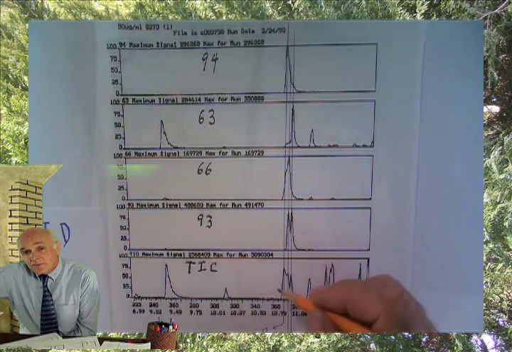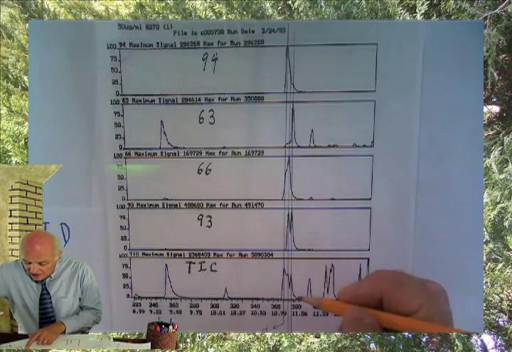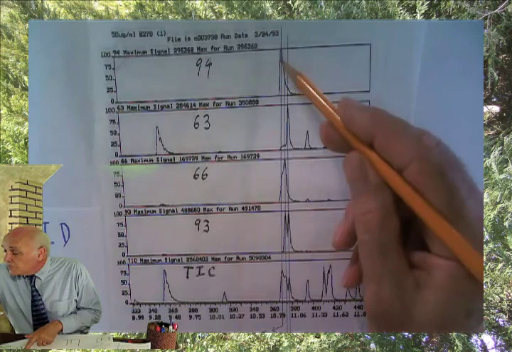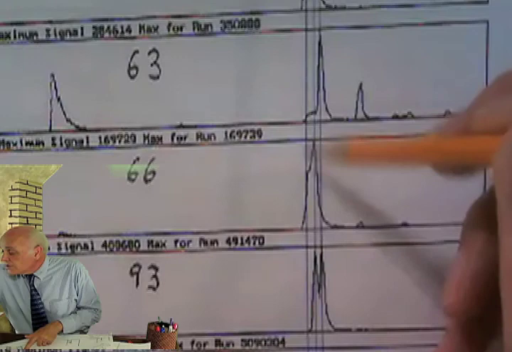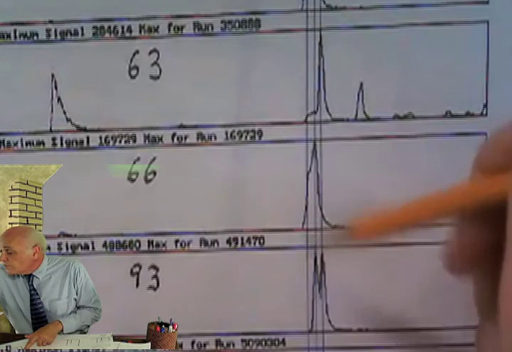We think the first one is phenol. We know that phenol has ions at 66 and 94. Up here we have 94 and we have 66. So 94 has a nice big peak. 66, you see it as a shoulder here? I would call that shoulder a pretty big peak actually. So this looks like phenol based upon the ions.